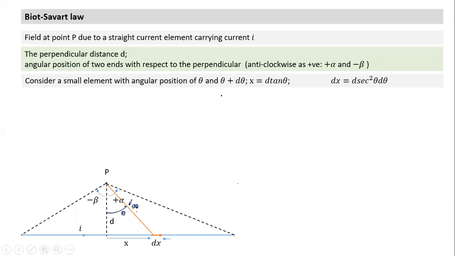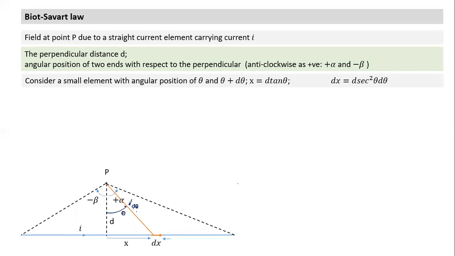This is something we had done earlier in the case of the electric field as well. Since tan theta is equal to x by d, I deal with only one variable, not with dx. I will deal with everything in terms of d theta. So let's first write what the field is. Can all of you write the expression of the field at point P due to this small element? Try and write that one.